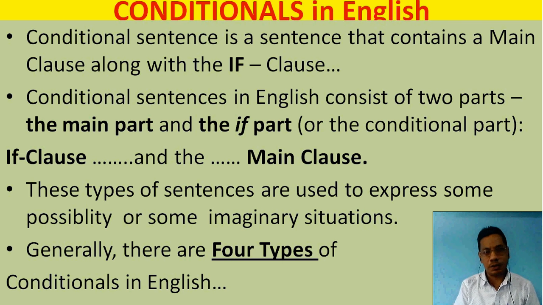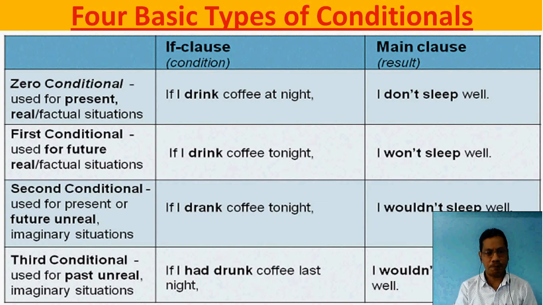A conditional sentence is a sentence that contains the main clause along with the if clause. Conditional sentences in English consist of two main parts, the main part and the if part or the conditional part. These types of sentences are used to express some possibility or some imaginary situations. Generally, we have four types of conditionals in English, like zero conditional, first conditional, second conditional and third conditional.